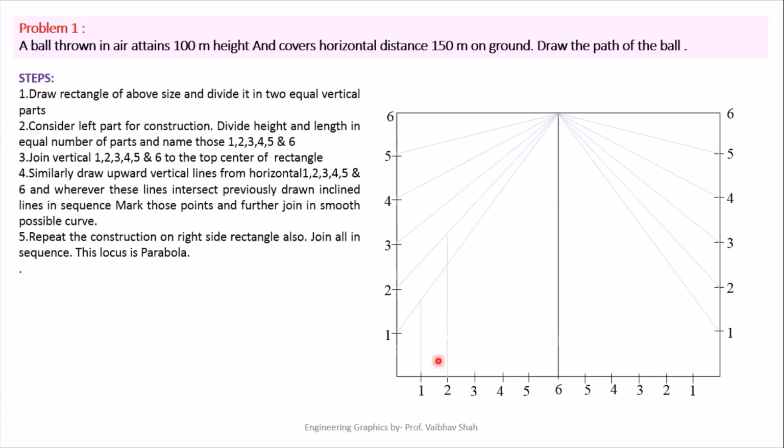Then draw a vertical line from your point 2. And this vertical line passing from 1 should touch the inclined line of 1. This vertical line of 2 will touch the inclined line of 2. Similarly, draw the vertical line from 3 to touch the inclined line of 3. Draw the vertical line from 4 to touch the inclined line of 4. And likewise, we'll be drawing from 5. Similarly, follow this procedure on the right hand side. So we'll be drawing a vertical line from each of the points to connect the respective inclined lines.